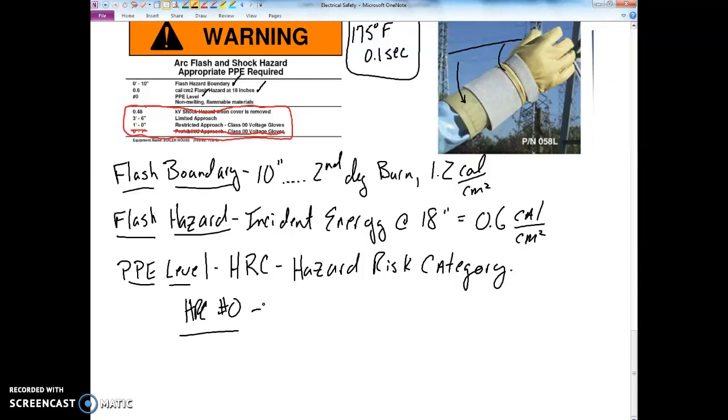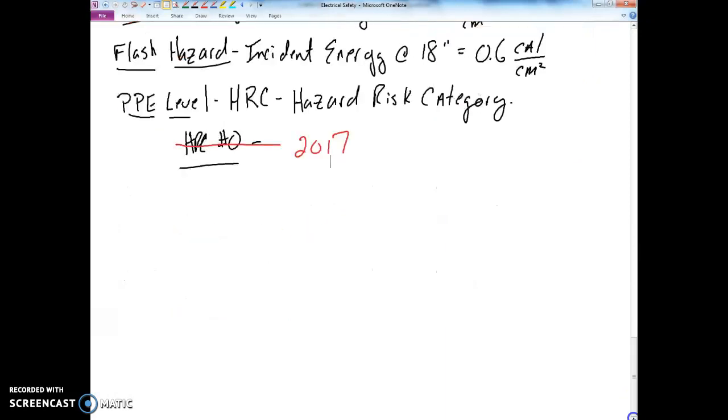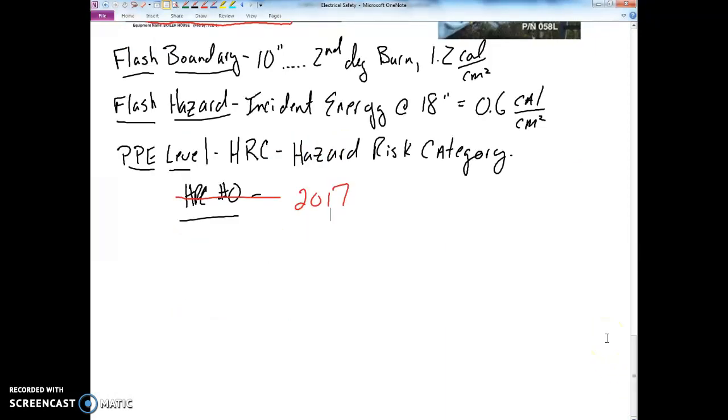Now again, this is another item that in 2017 was removed. And in my consulting work, I still continue to use it because I just find it to be more hazardous without having that category myself. Time will only tell whether that's a good idea or not. But let's talk about the other risk categories that are out there.